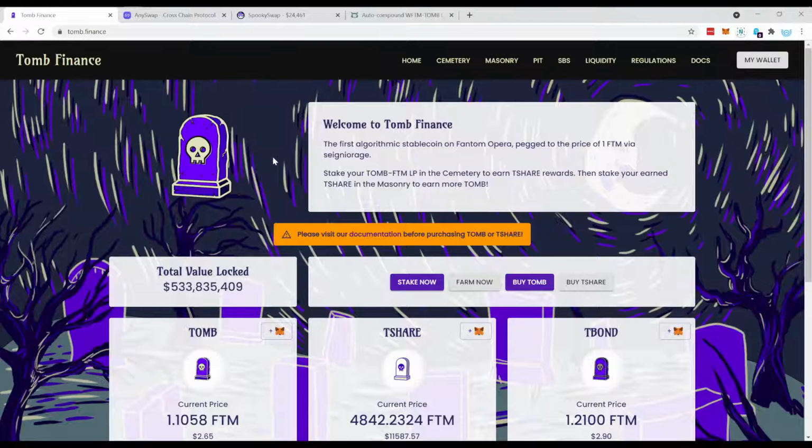What we are going to be using is the TOMB token, which is the first algorithmic stablecoin on Phantom Opera, pegged to the price of 1 FTM. Okay? Meaning, usually the stablecoins are pegged to the US dollar, which means one DAI equals $1 or one USDC equals $1 and so on and so forth. But this guy's changed it a little bit around and pegged it to FTM, which means one TOMB should ideally be equal to 1 FTM.